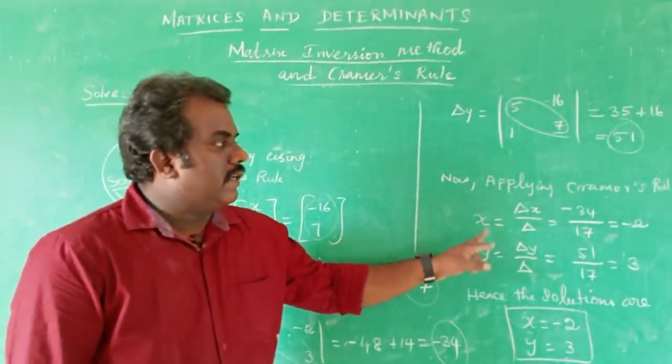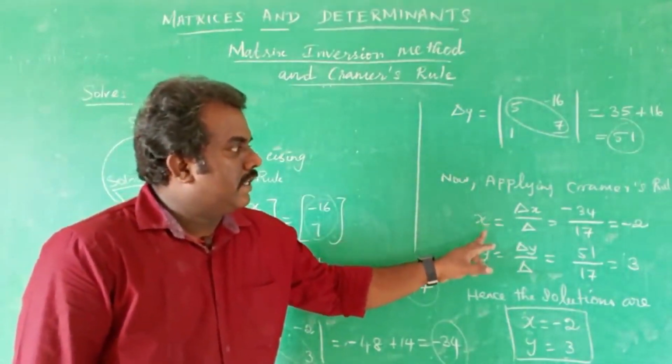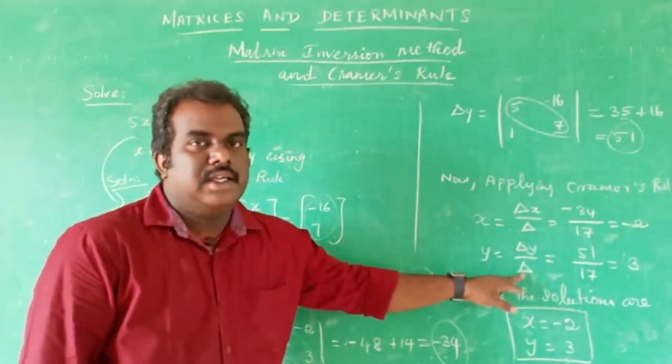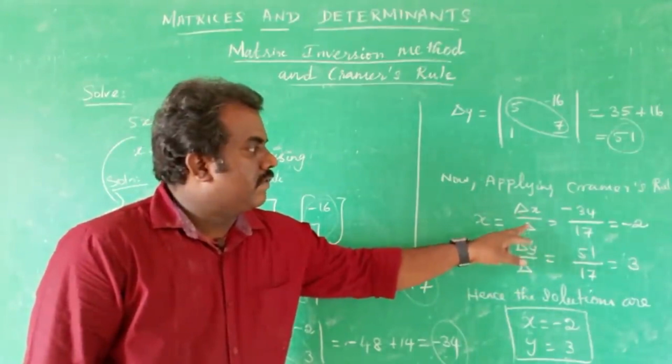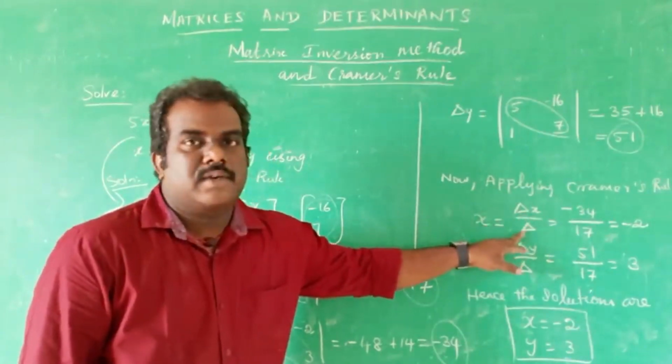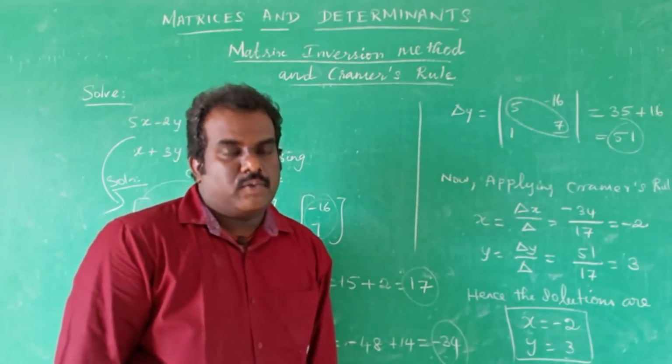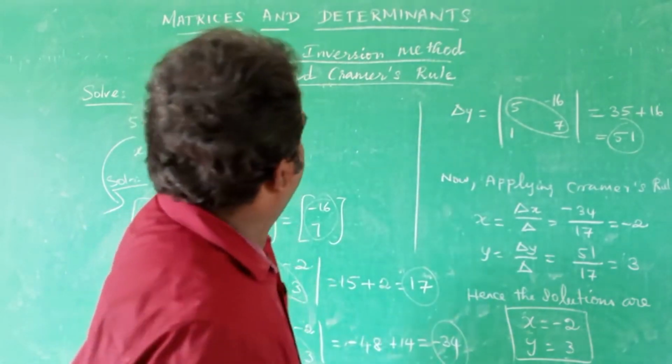Now applying Cramer's rule, what does Cramer's rule say? x is equal to del suffix x by delta, y is equal to del suffix y by delta. What is our del suffix x value and what is our delta value? Substitute and solve it. We can get the solution of x and y. Now we can go for the second one.